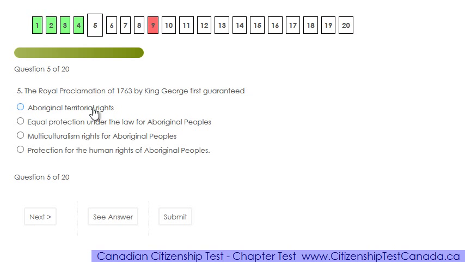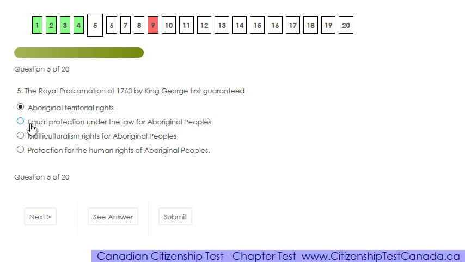The Royal Proclamation of 1763 by King George first guaranteed... Our answer is A, Aboriginal territorial rights. The guide tells us that territorial rights were first guaranteed through the Royal Proclamation of 1763 by King George III and established the basis for negotiating treaties with the newcomers, treaties that were not always fully respected.